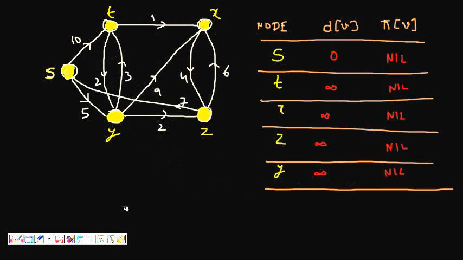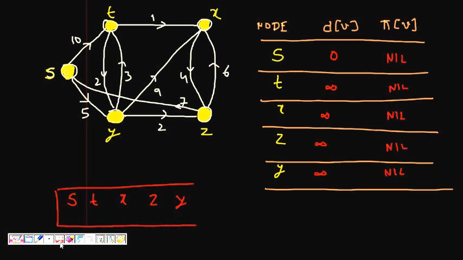So we have a Q, and let us have all of s, t, x, z and y. These are the nodes in the Q.